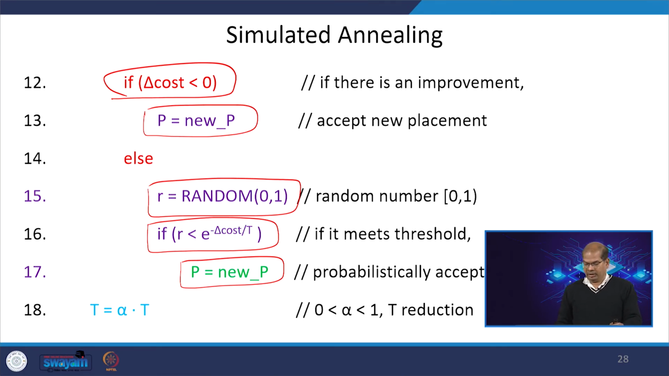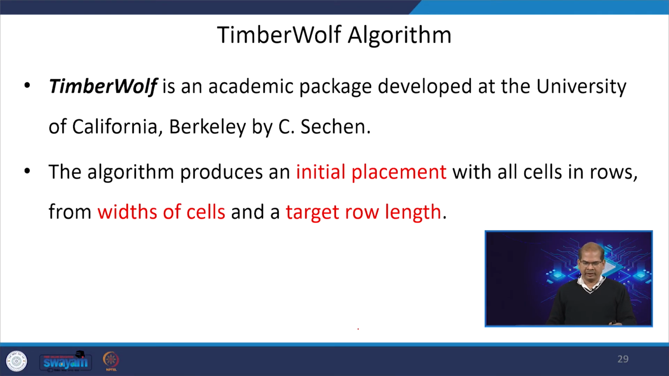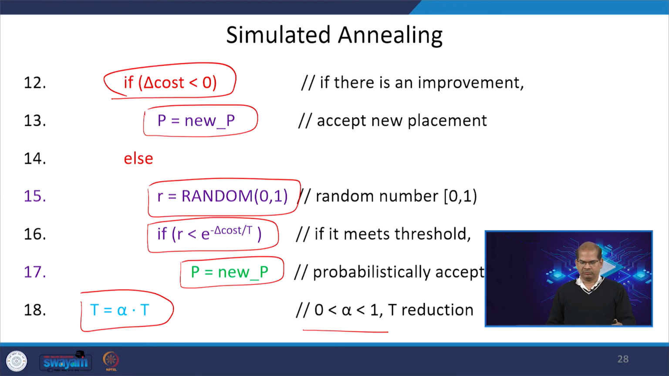When the temperature is high, there is more probability of accepting the solution. When the temperature is low, there is less chance of accepting the solution. The reason is that when the temperature is high, we are not close to the actual solution. When the temperature is low, we are very close to the global minimum, so we do not accept. Now, we reduce the temperature by an alpha factor, which lies between 0 and 1. So, this is all about simulated annealing.